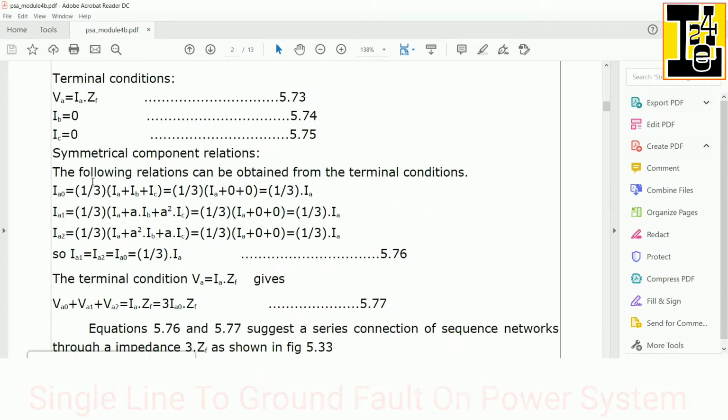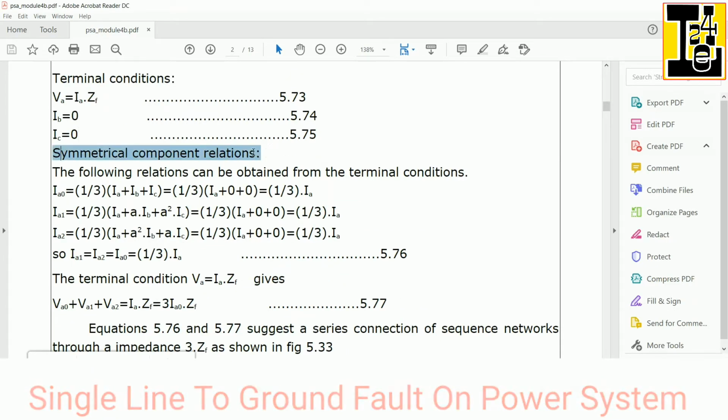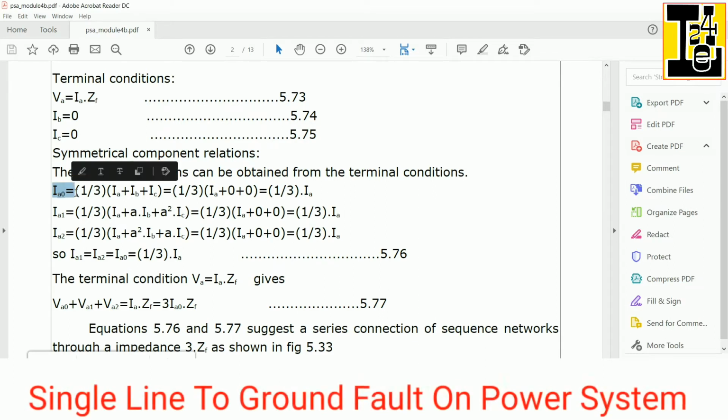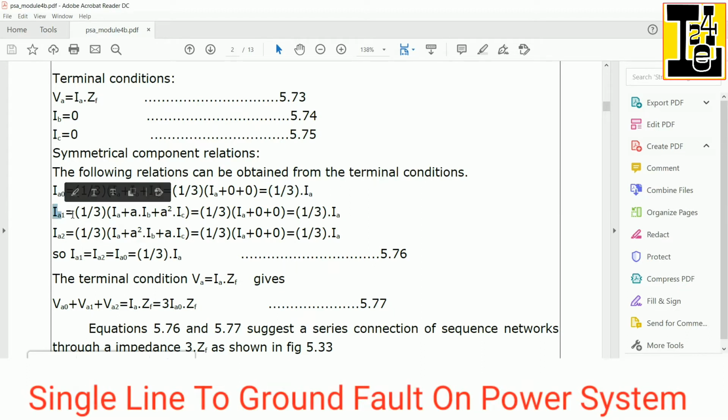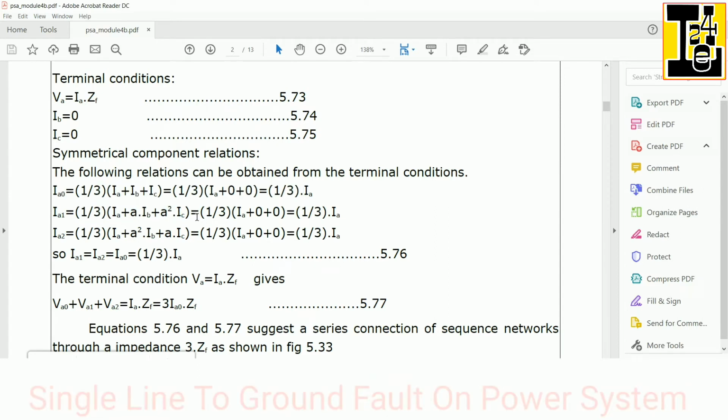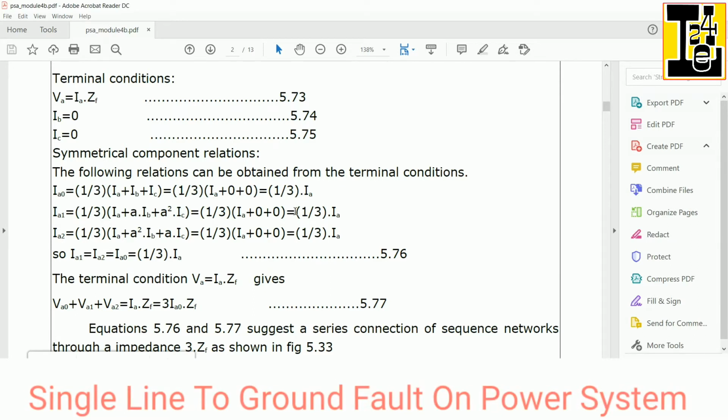Let us find the symmetrical component relations. We have the expression for IA naught as 1 by 3 into bracket IA plus IB plus IC. After substituting the values of the terminal conditions IB and IC as 0, we will get IA naught is equals to 1 by 3 into IA. IA1 is equals to 1 by 3 into bracket IA plus A IB plus A square IC. After substituting the values for IB and IC as 0, we will get IA1 is also equals to 1 by 3 into IA.